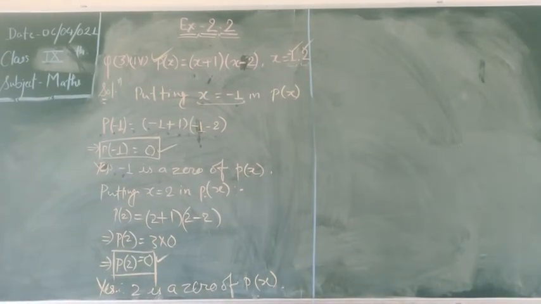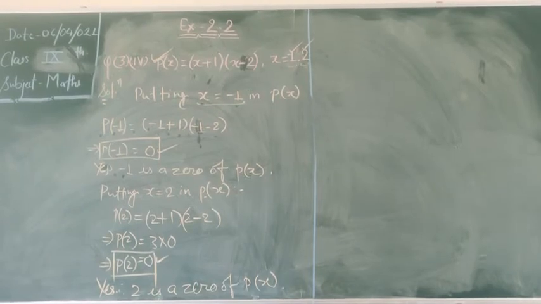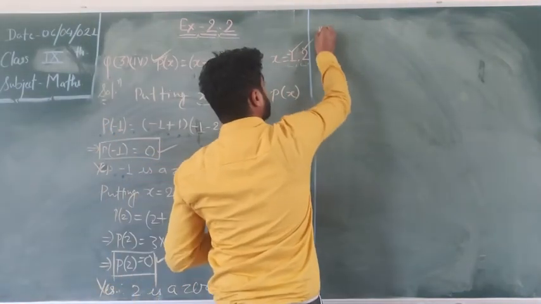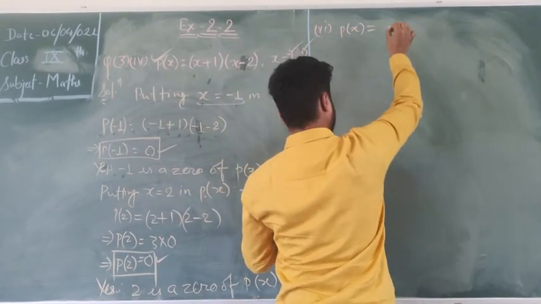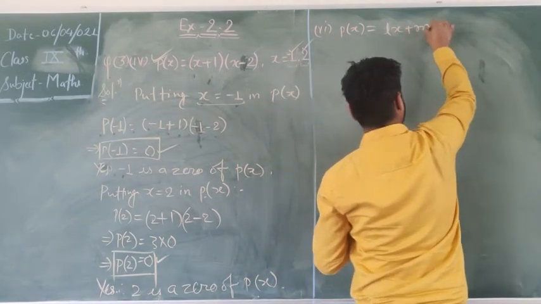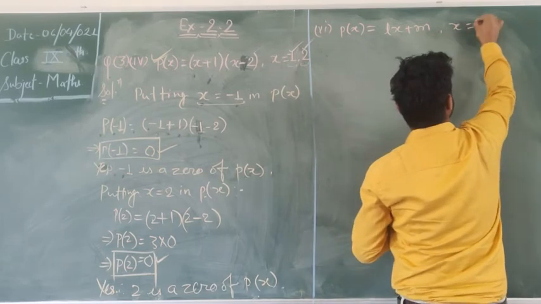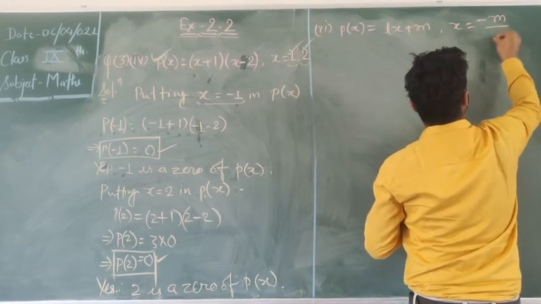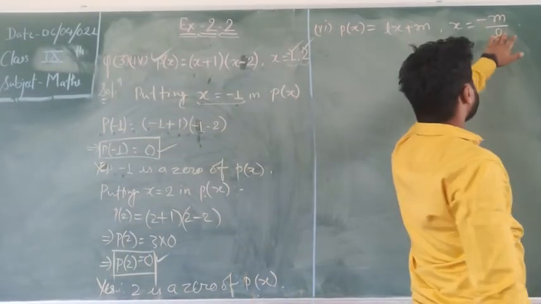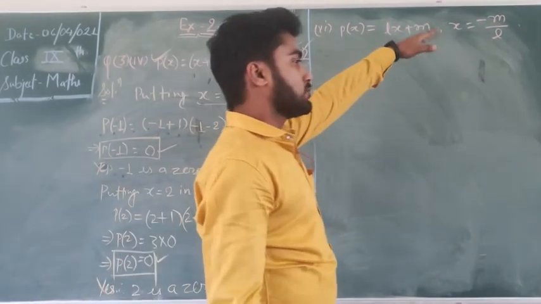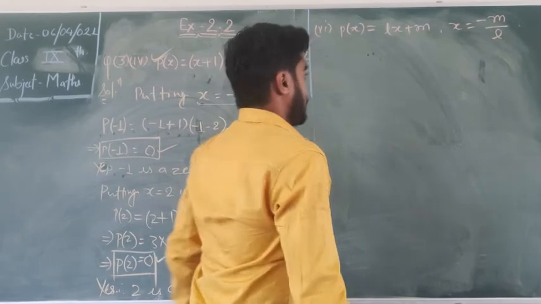Do question number 5 by yourself, and question number 6 is a different one. I am going to tell how we can find the value of this. Question number 6 is p of x equal to lx plus m, and the value of x is minus m upon l. We have to find whether this x equal to minus m upon l is a root or 0 of the given polynomial or not.